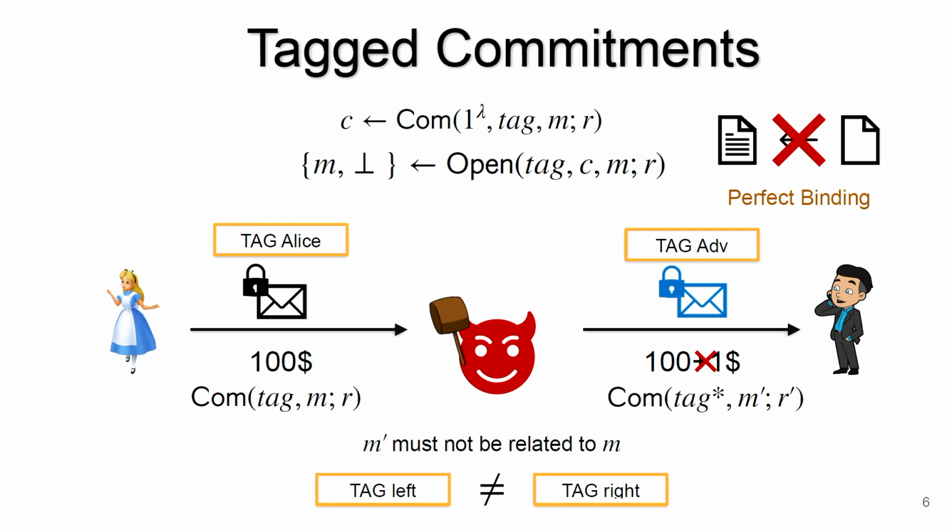So basically, the important thing is that if we're committing on the left to a message M and committing on the right to a message M dash, then M dash must not be related to M whenever this challenge tag is different. So whenever tag is not equal to tag star, which is important, this guarantee should hold. So it captures most of the non-malleability property.